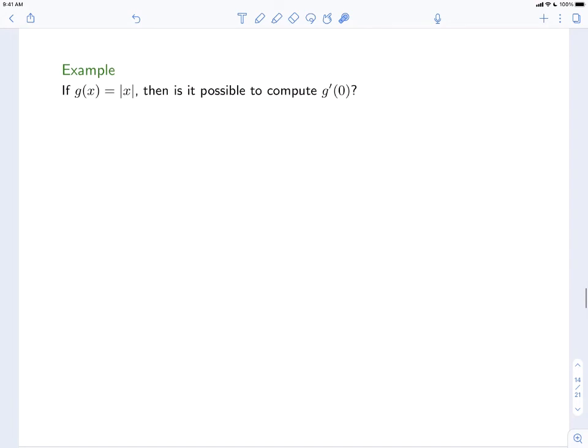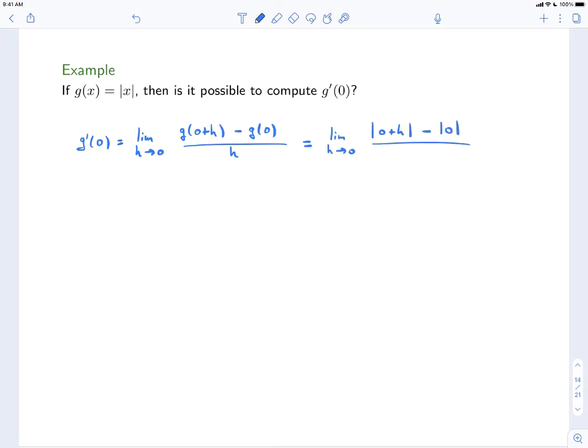So here's our next example. If g at x is the absolute value of x, is it possible to compute g prime of 0? So let's find out. g prime of 0, if it exists, is the limit as h goes to 0 of g at 0 plus h minus g at 0 divided by h. Okay, well, g is the absolute value function, so this is the limit as h approaches 0 of the absolute value of 0 plus h minus the absolute value of 0 divided by h.